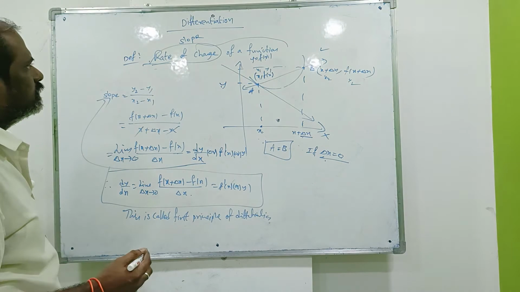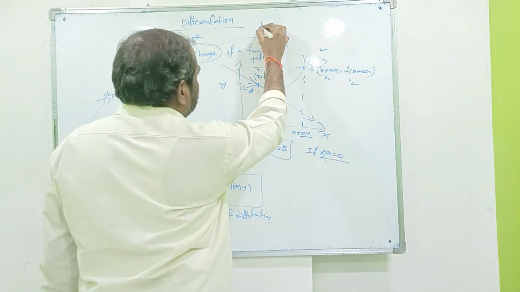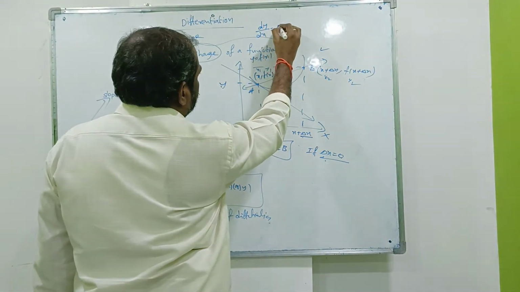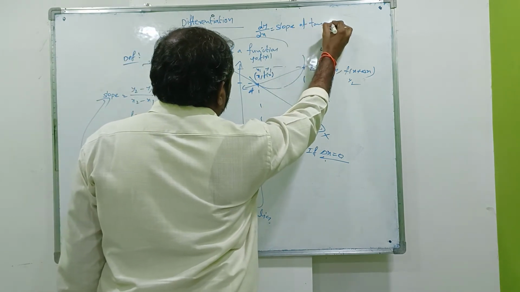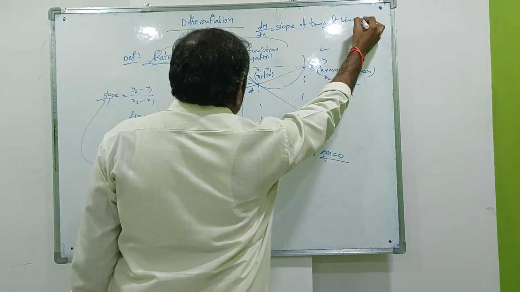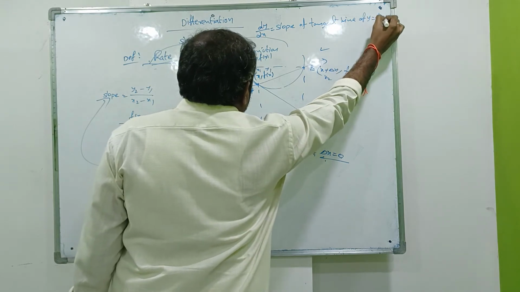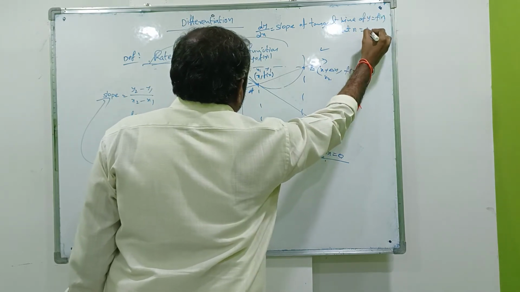So the geometrical meaning of dy by dx. Geometrical meaning of dy by dx means slope of the tangent line of the function y equal to f of x at a point x equal to a.